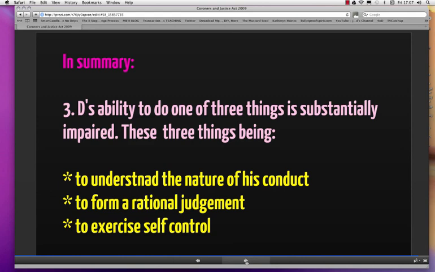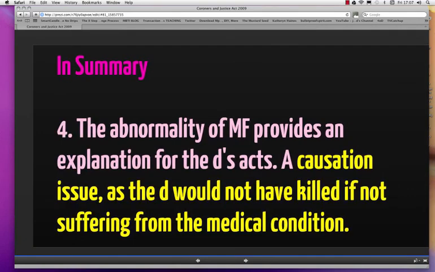Those are: 1, to understand the nature of their conduct. I can see that understand has been spelled wrongly there. To form a rational judgment, to exercise self-control. And the final element, the abnormality of mental functioning, provides an explanation for the defendant's acts. It's a causation issue, as a defendant wouldn't have killed if they were not suffering from the medical condition.